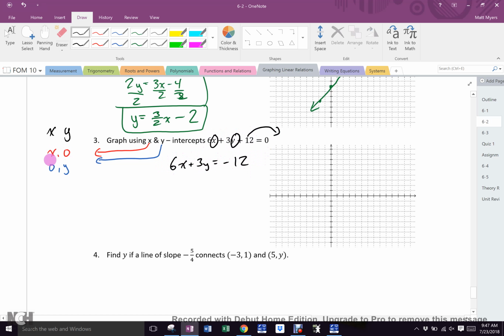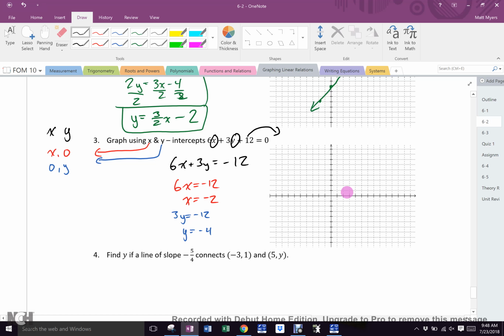Now, put these in here. 0 for the y means what's going to happen to that? It's going to drop out, because 3 times 0 is 0. So I've got 6x equals negative 12, x equals negative 2. Now, the x is 0, so what's going to happen to that? It's going to drop out. 3y equals negative 12, so y equals negative 4.